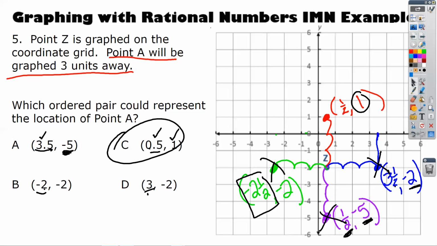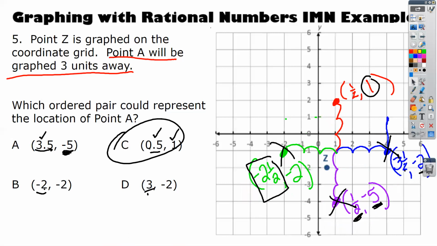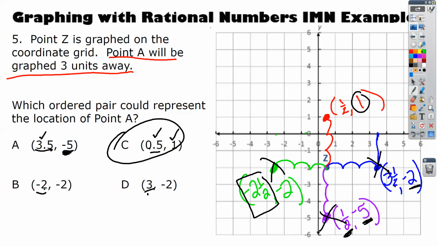Notice I jumped in all 4 directions. Also notice that I did not go at an angle. I didn't go any way other than straight up, straight down, straight left, or straight right. And that is because on a grid, you can only move up, down, left, and right. So make sure you're very, very careful of that.